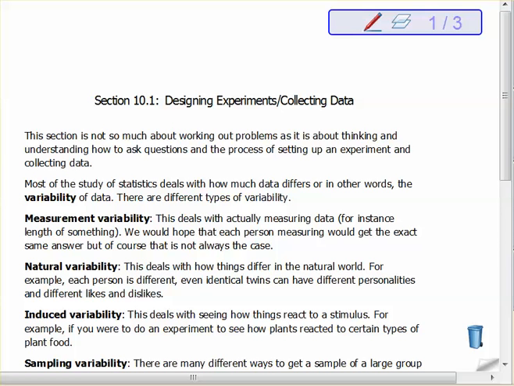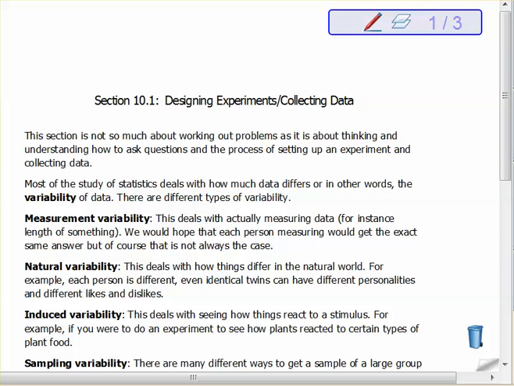The first is measurement variability, and this has to do with actually measuring things. You would hope that if we were to take a measuring stick or a measuring tape and actually measure the length of something, we would all get the exact same measurement. But we know in reality that's really not going to happen. Sometimes some people are more precise. Some people kind of ballpark things a little bit. So there are differences in the way people measure things.